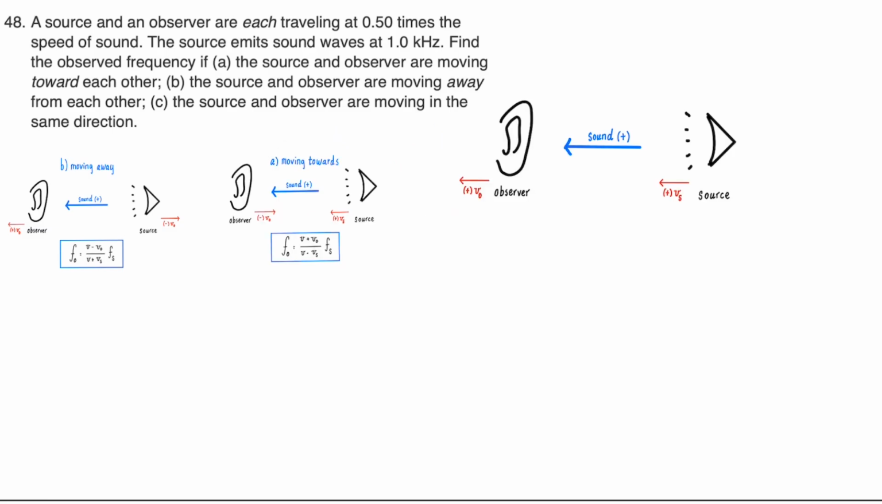Now let's take a look at what happens when the observer and source are moving in the same direction.